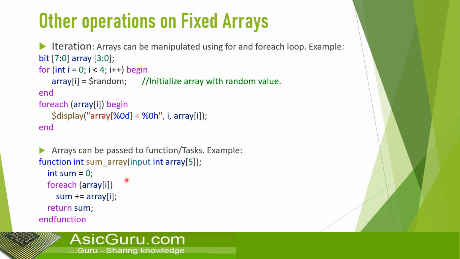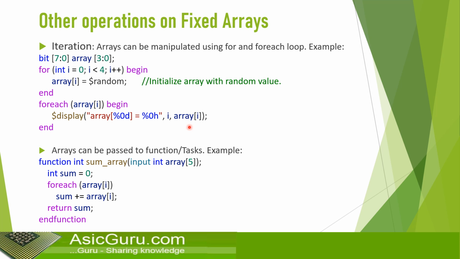Now we will see how to work with fixed size arrays using loops and functions. First look at this example. Here we are using a 4 element 8-bit array. The for loop here initializes this array with random values using $random. And the foreach loop then prints each element with its index. One point to be noted here is that foreach simplifies the process by automatically handling the index. We don't need to track the loop bounds manually.